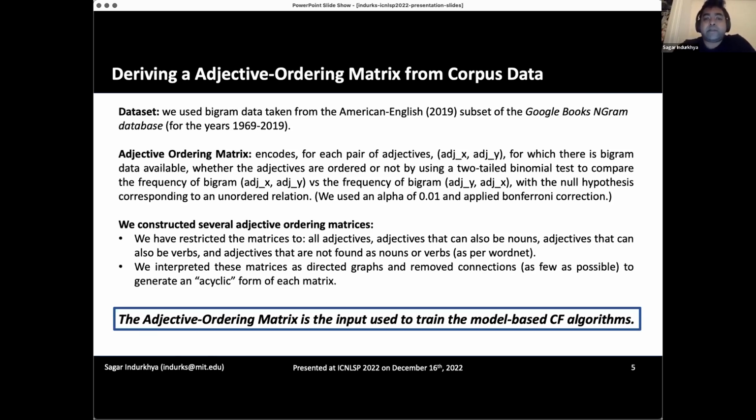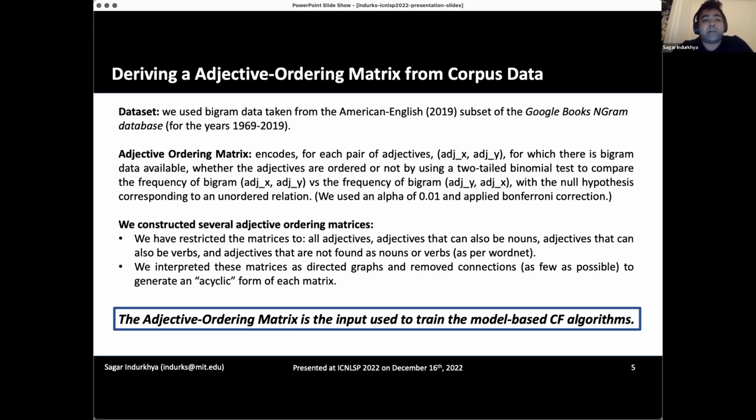Okay, so then just a few details about methodology. Again, we're using the American English subset of the Google Books Ngram database for the years 1969 to 2019. Then what we do is we derive an adjective ordering matrix, which is the input used to train the model-based collaborative filtering algorithms. So this is classically referred to as the user item matrix.